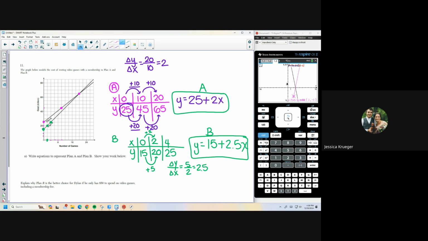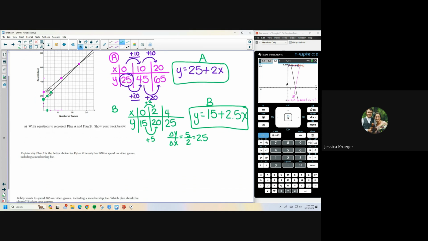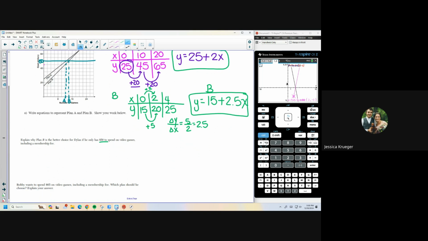Explain why plan B is the better choice for Dylan if he only has $50 to spend on video games. So if Dylan has $50, okay, if I look at my graph, here's $50. So in plan A, he can buy about this many video games. In plan B, he can buy about this many video games. So it looks like in plan B, he can buy more video games for $50 than he can for plan A.